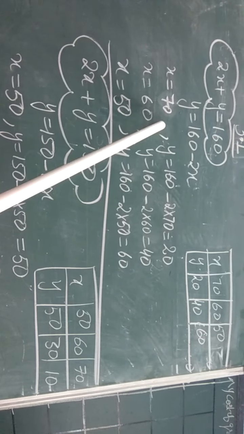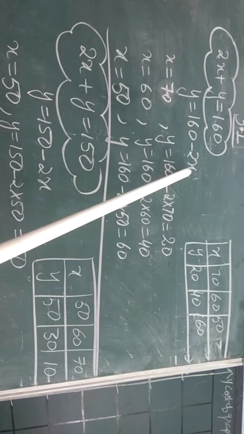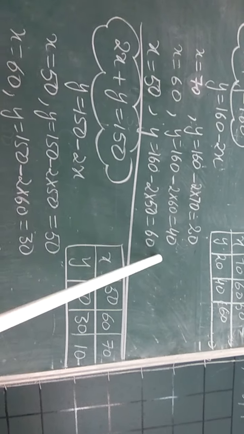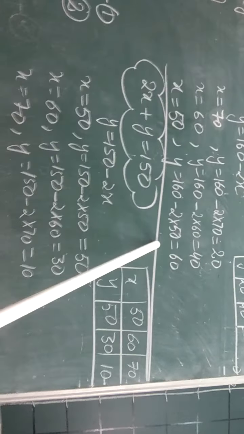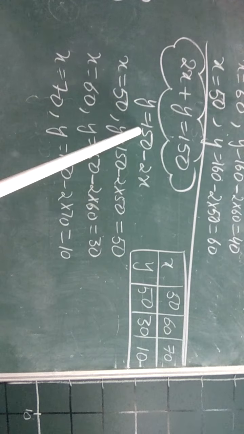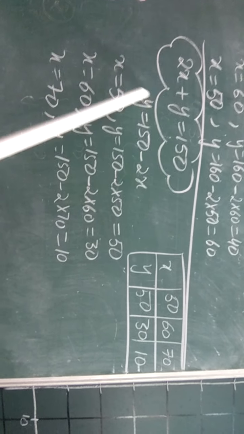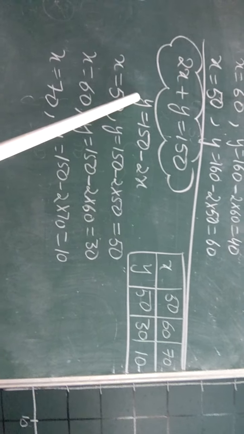When x is 70, put the value in this. y is equal to 160 minus 2 into 70. 2 into 70 is 140. 160 minus 140 is 20. Similarly, when x is 60, y is 160 minus 2 into 60, which is 120. 160 minus 120 is 40. Similarly, other values.